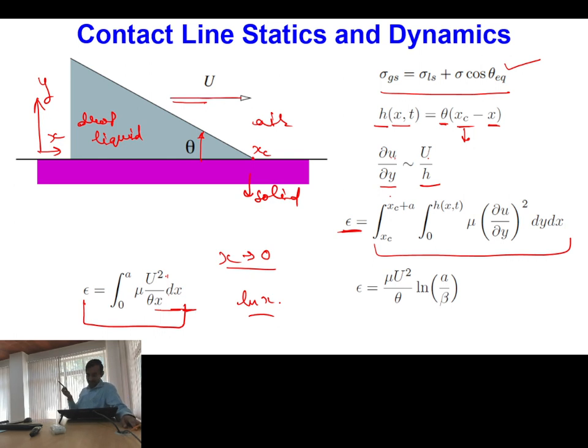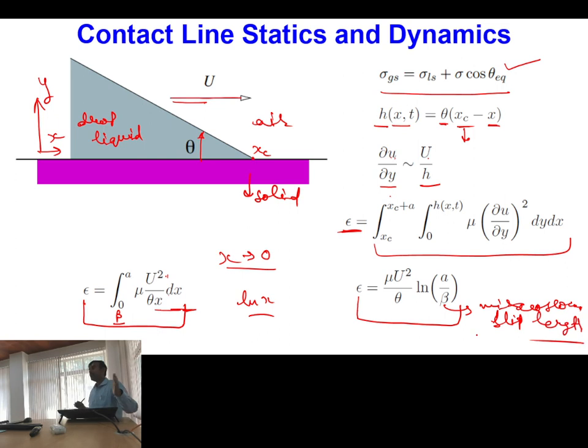Because of this, when we calculate the viscous dissipation energy, we don't do this integration from 0 to a, but we do it from some length beta to a, where beta is a microscopic slip length, some microscopic length scale, which allows the velocity to slide in the forward direction rather than sticking to the surface because of the infinite viscous dissipation present at the contact point.